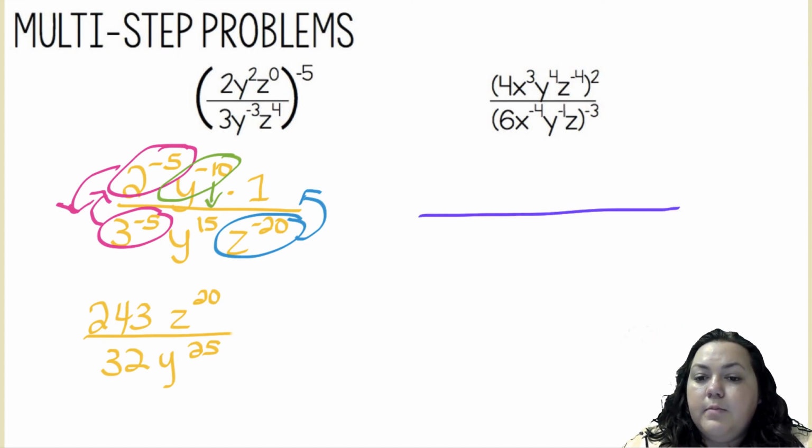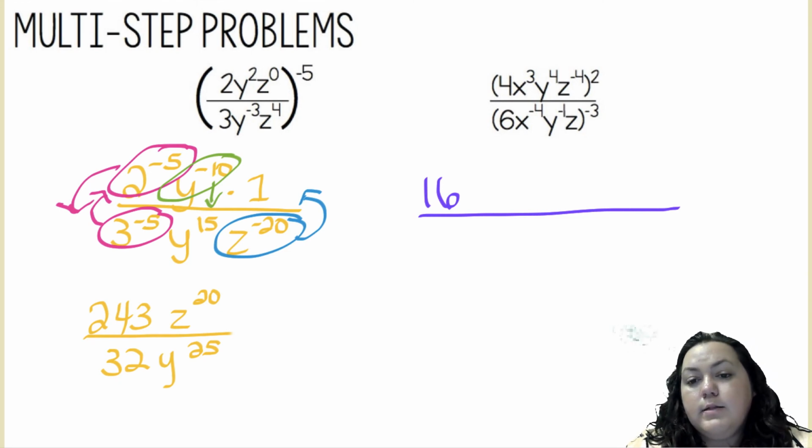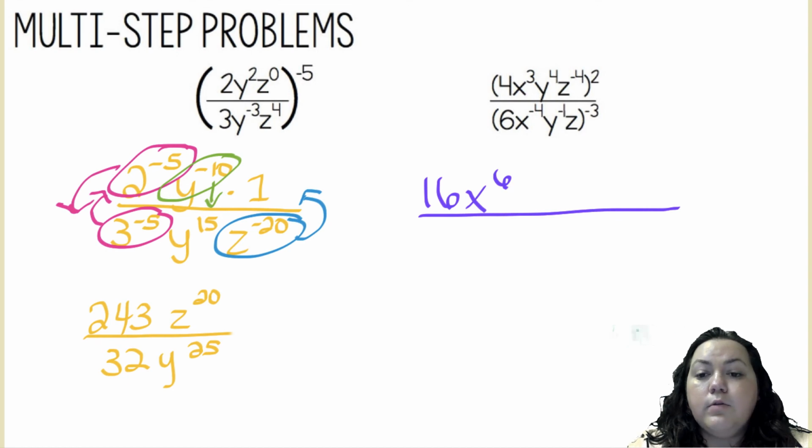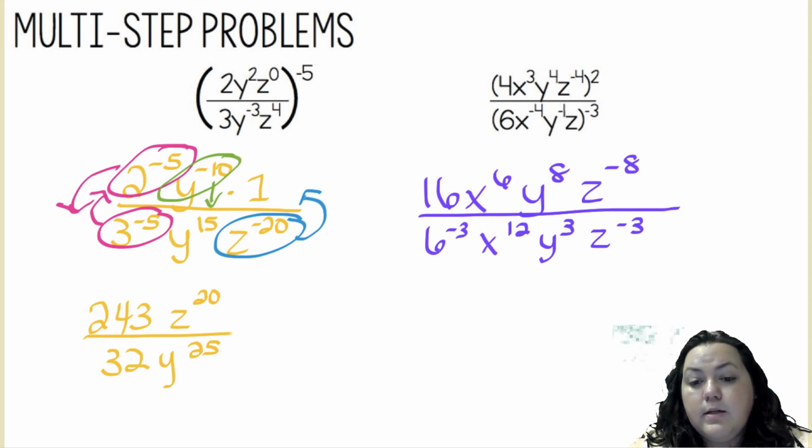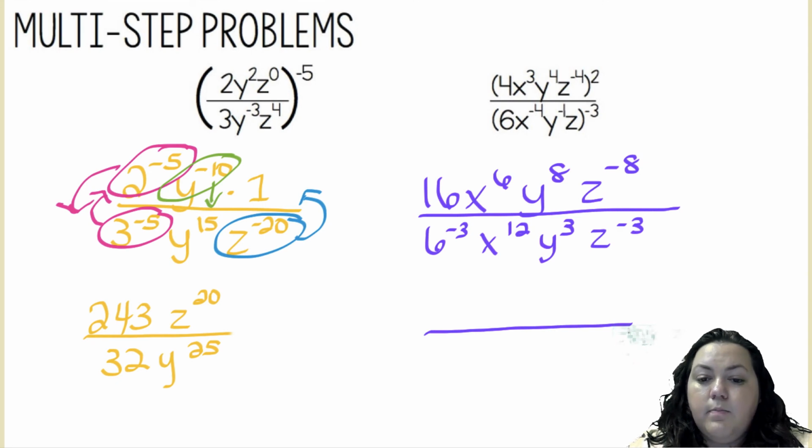All right, this one, I'm going to do the same thing. So 4 squared, 16, x to the third raised to the second will give me x to the 6th. y to the 4th raised to the 2nd would give me y to the 8th. Z to the negative 4th raised to the 2nd would give me z to the negative 8. In the denominator, I have 6 to the negative 3rd. I have x to the positive 12, y to the positive 3, and z to the negative 3. Then, because I'm dividing, I would subtract the exponents, but let's worry about the whole number.